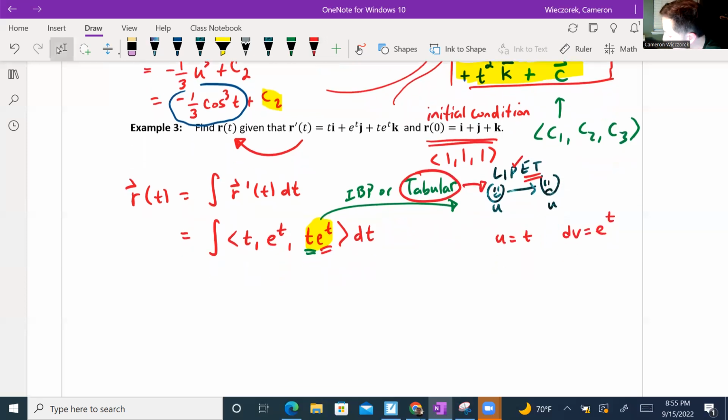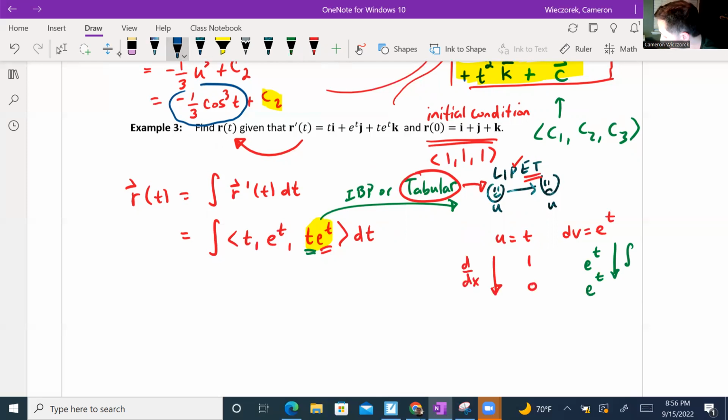Okay. The way tabular works, just as a reminder, the left column where we have u equals t, we are going to take derivatives of that function until we get to 0. So in this column, you are taking derivatives. So if I take the derivative of t, I get 1. If I take the derivative of 1, I get 0. In the right column, I'll do this in green, I am taking antiderivatives, so I am integrating. If I integrate e to the t, it is its own antiderivative. Therefore, if I do it again, I still get e to the t.